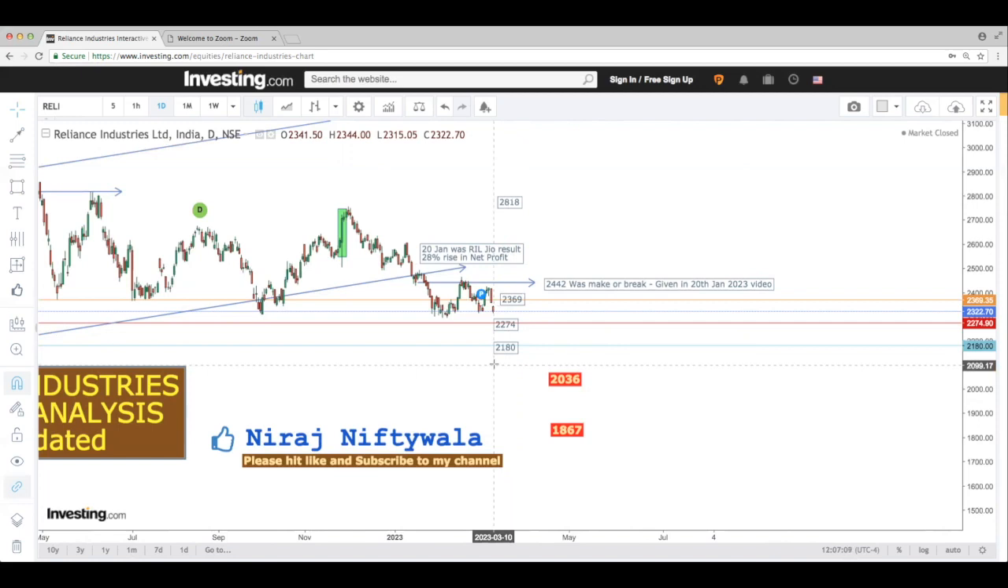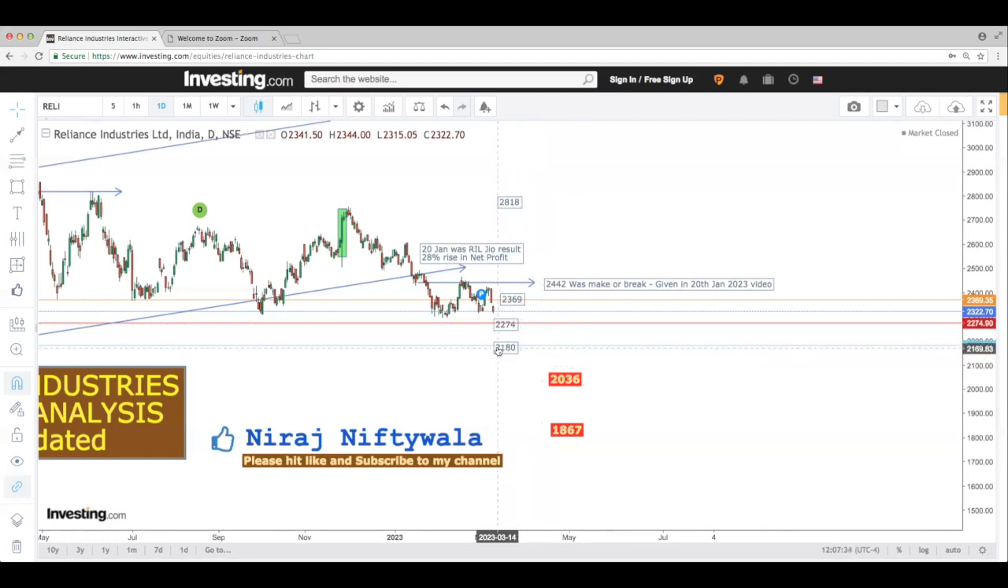30th March is, in my calculation, a very important date by which Reliance can possibly show some kind of a bounce back, if at all it wants to bounce back. That's my calculation. Till 30th March, plus or minus 1 or 2 days, I think that Reliance should form a newer low. Now, what are the newer lows possible?